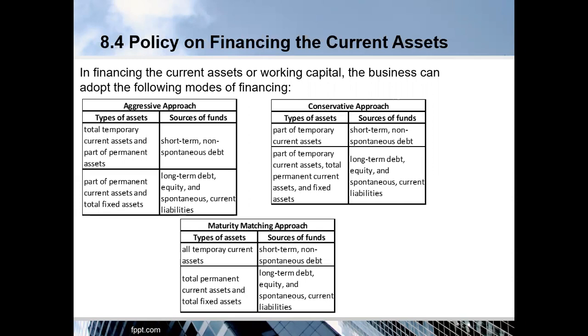Maturity matching approach: for the type of assets, temporary current assets, the sources of funds should be short-term and non-spontaneous debt. For total permanent current assets and total fixed assets, the sources of fund are long-term debt, equity, and spontaneous current liabilities.